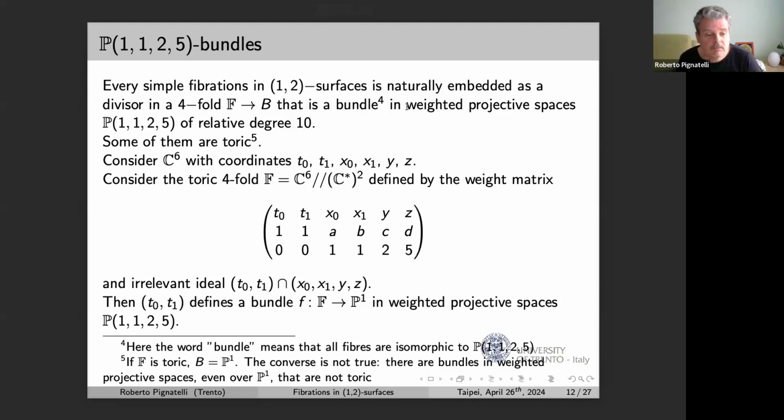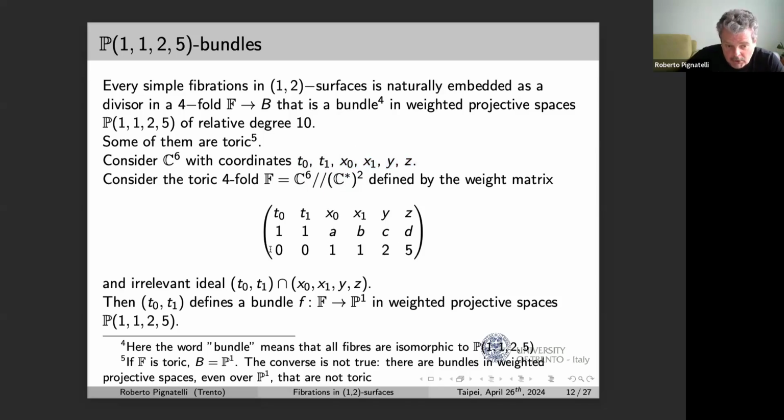So let me spend some minutes to explain this description of the toric fourfold, which, even if you don't know toric geometry, is very simple. They are fourfolds defined by taking C^6 modulo a two-dimensional torus action. So they are very simple, essentially like weighted projective spaces, with the difference that you are doing two actions instead of one. I give names to the coordinates: t0, t1, x0, x1, y, z. You will recognize that the last four names are exactly those I chose for the weighted projective space P(1,1,2,5).